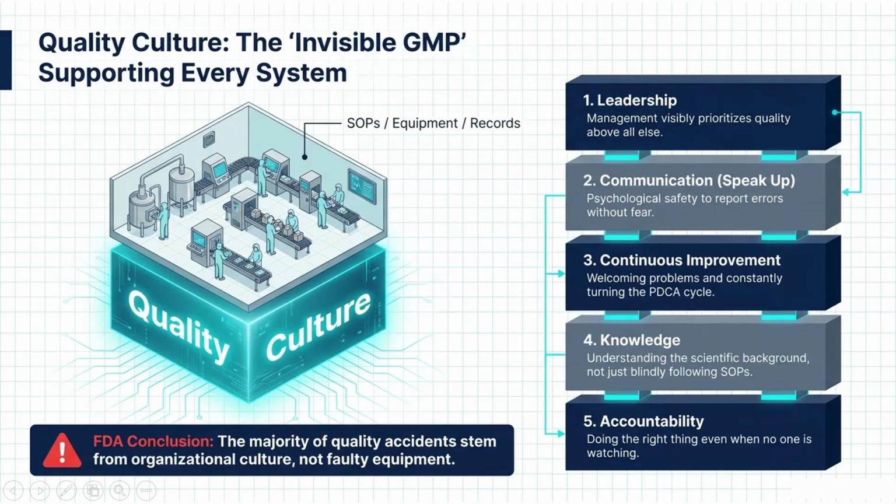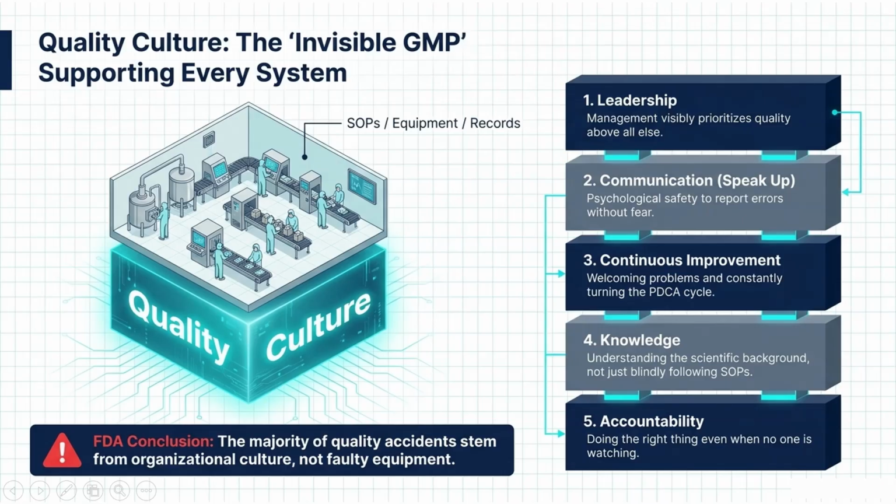Slide 5. Quality culture. The invisible GMP supporting every system. Beneath all these systems lies the invisible GMP, your quality culture. The FDA has concluded that the majority of quality accidents actually stem from organizational culture, not from faulty equipment. A strong quality culture has 5 pillars.